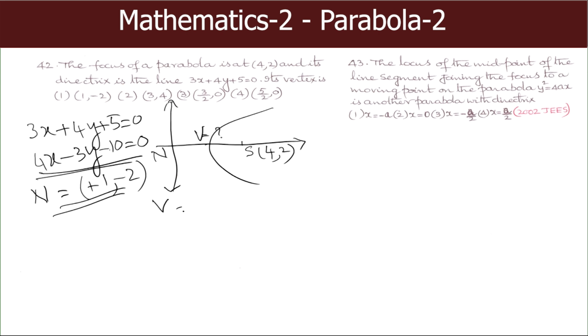So, what is the vertex? The midpoint of the line segment joining N and S: (4 plus 1) by 2, 5 by 2, and (2 minus 2) by 2, that is 0. So, (5 by 2, 0) is the vertex of the parabola.